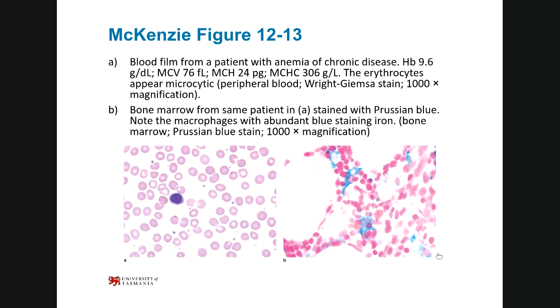And yes, so there we are. There's our macrophages chockers full of hemosiderin that the red cells can't get access to. So again, these are our erythroblastic islands, and these poor red cells are being denied their iron.